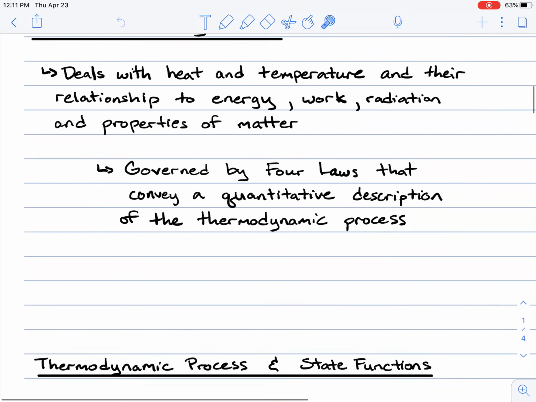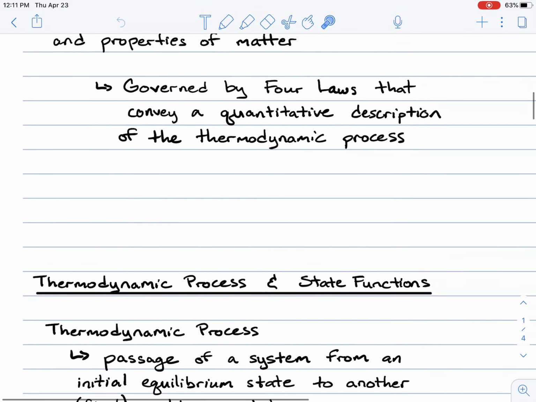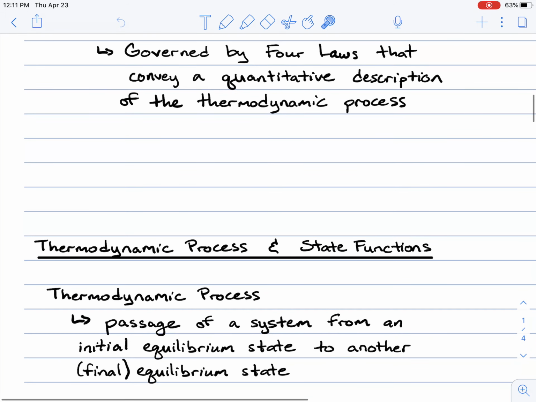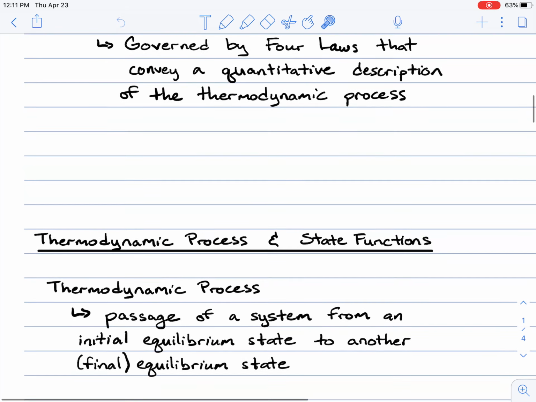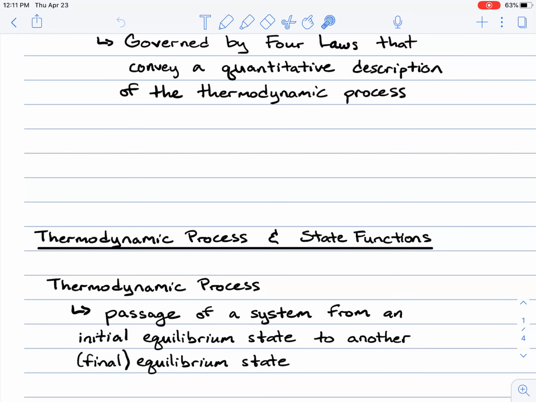Okay. And so what is this thermodynamic process? Once again, we're stumbling on these terms that sound really complex. By looking at its definition, a thermodynamic process is simply the passage of a system from one initial equilibrium state to another equilibrium state. And if it's not yet the final equilibrium state, then it's going to progress incrementally, if you will, until it reaches its final equilibrium state.